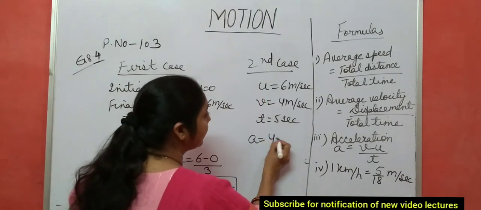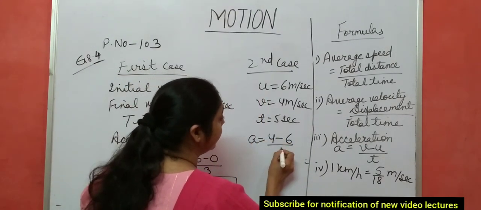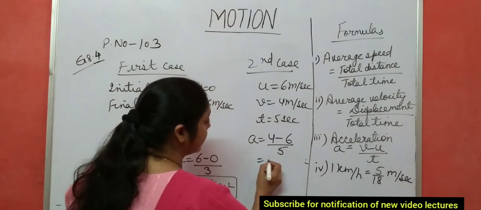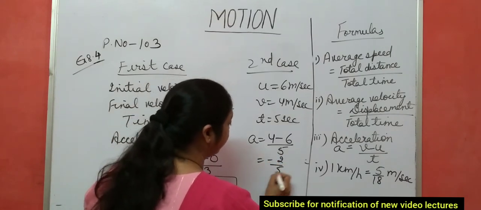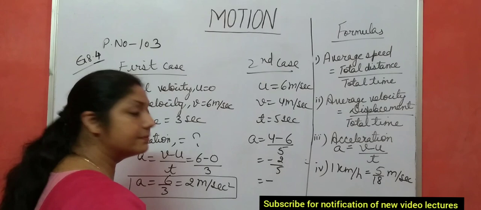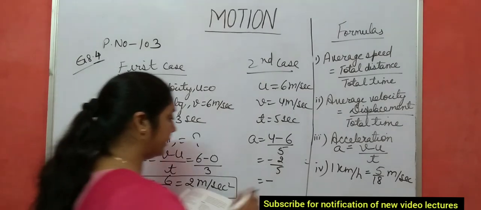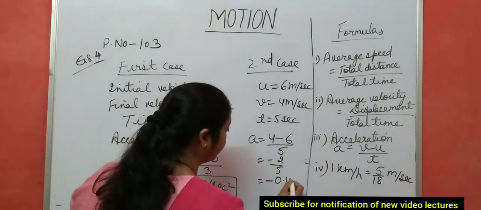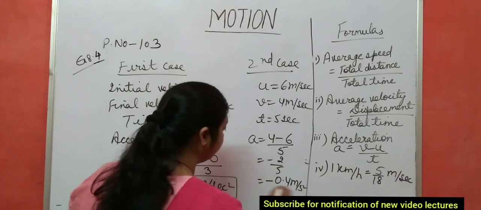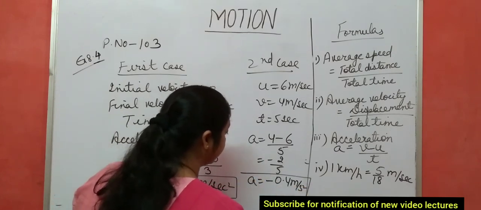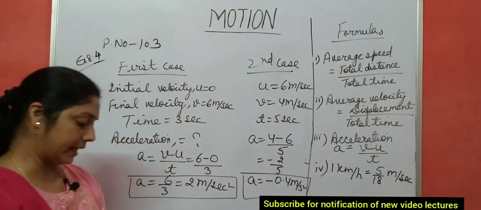So 4 minus 6 by time 5. This is minus 2 by 5, and it comes with a negative sign. This is minus 0.4 meter per second square. This is the acceleration in the second case.